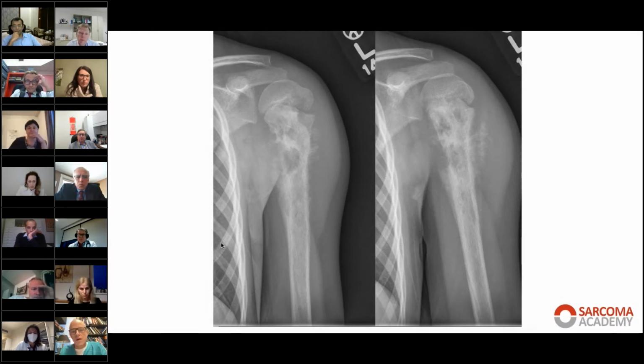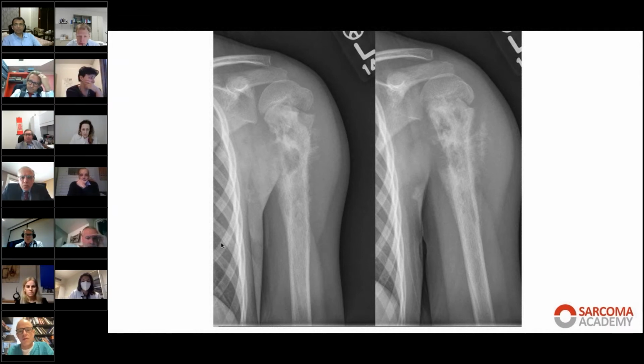And then these were the plain radiographs that were obtained on her initial visit. So there you can see an AP and a lateral view of the humerus.